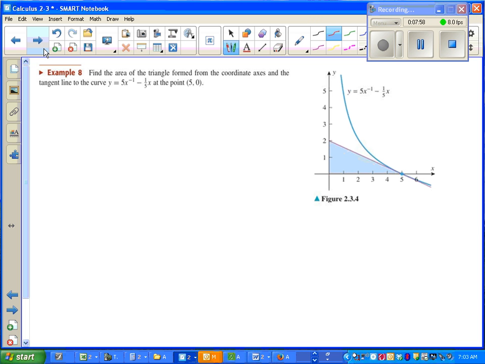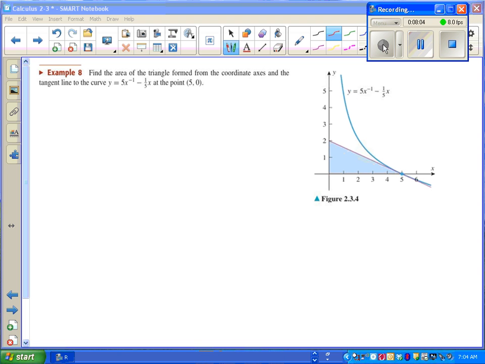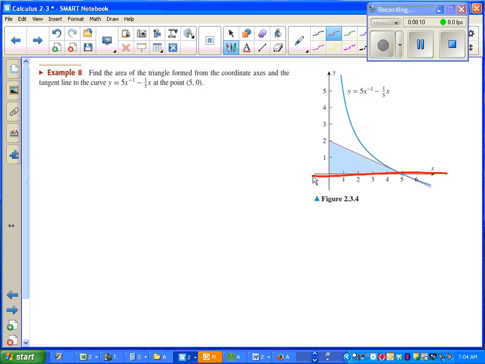Example 8 is a tricky one. Go ahead, pause the video, read over it for a moment before we move forward. The problem says we're going to find the area of the triangle formed from the coordinate axes, that's the x-axis and the y-axis, and the tangent line to this curve that we see.